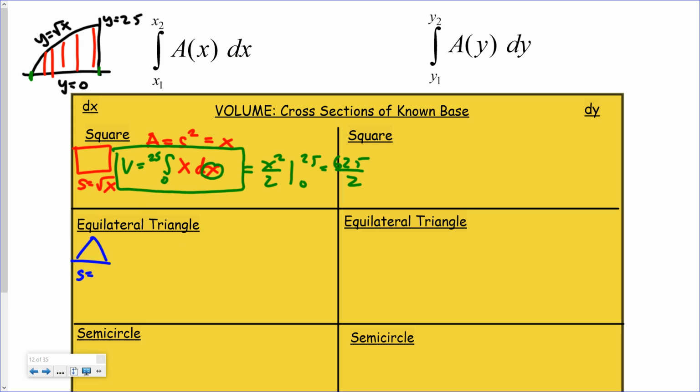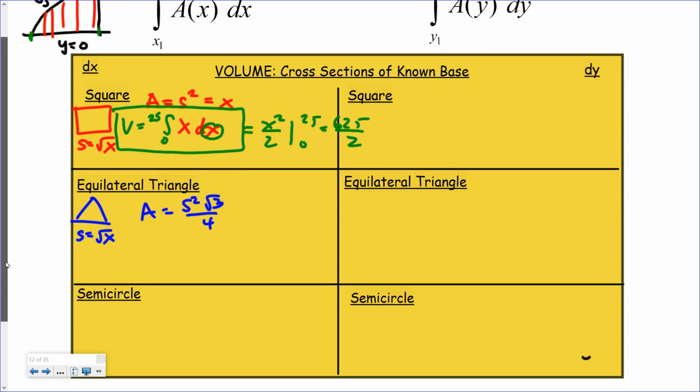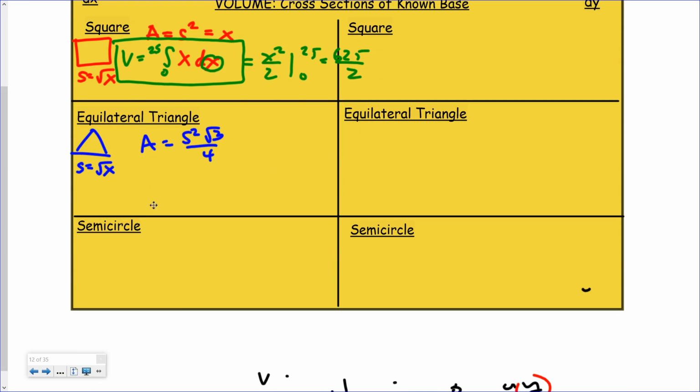Okay? One side, you told me, is square root of x. You agree with that? The area of this triangle is s squared square root of 3 over 4. You're going to have to memorize that, guys. That is the formula for an equilateral triangle. You can do 1/2 bh, but then you're going to have to do a 30, 60, 90 to figure out the height. So this is way easier if you don't know the height.